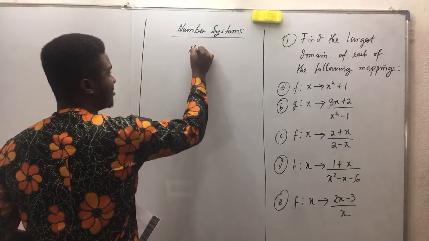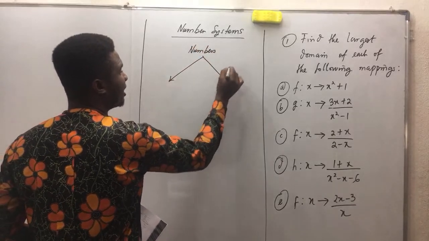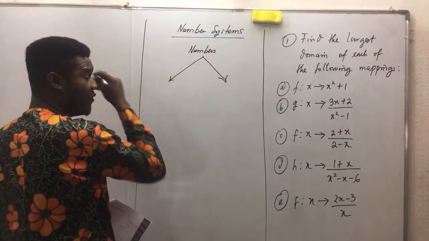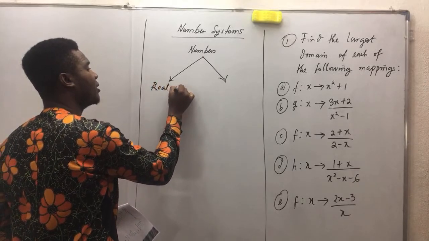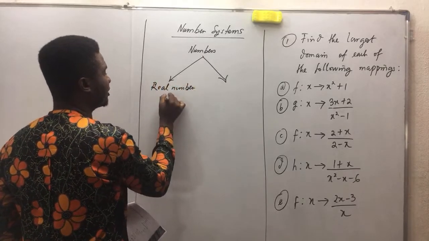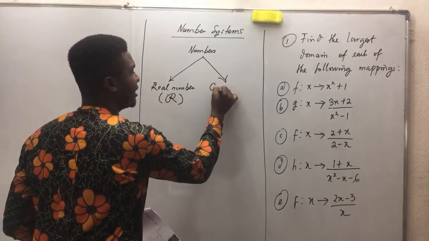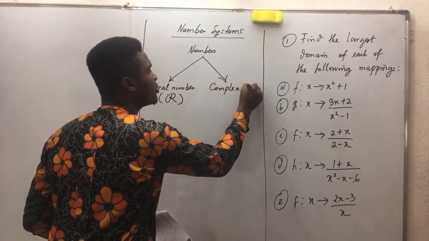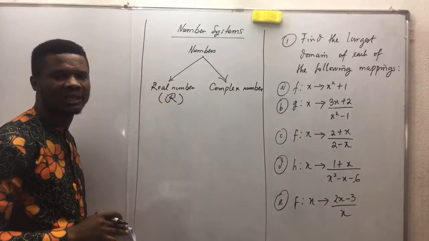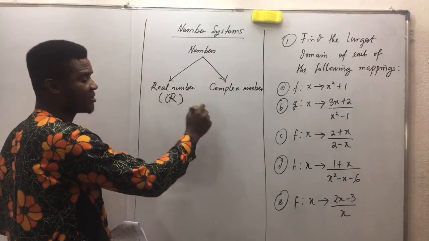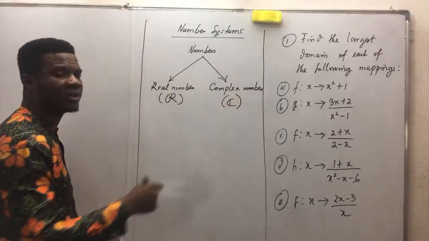So numbers are subdivided into two categories. If something is a number, it means it is either a real number, denoted by this type of R, or it is a complex number. Once a thing is a number, it will fall certainly under either of two categories. Either it falls under real numbers, or it falls under what we call complex numbers, denoted by this type of C, a C with a stroke.